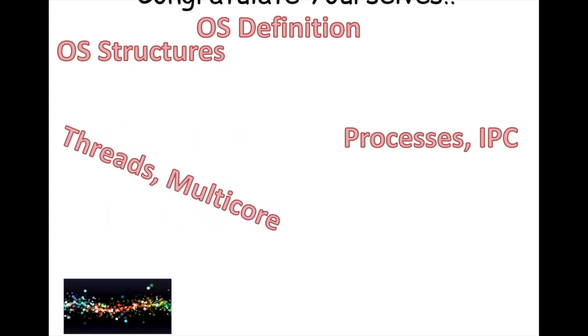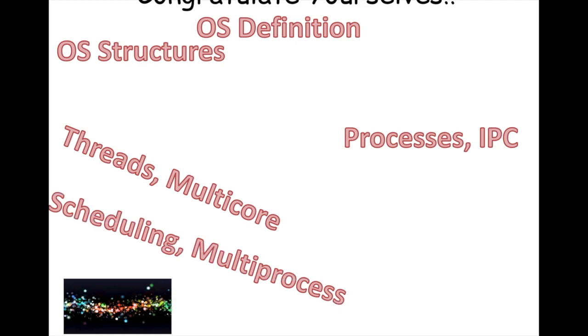We've had OS definition. Operating system structures. Processes and inter-process communication. None other than threads and multi-core threading. The one, the only, scheduling and multi-process. Who can forget synchronization?